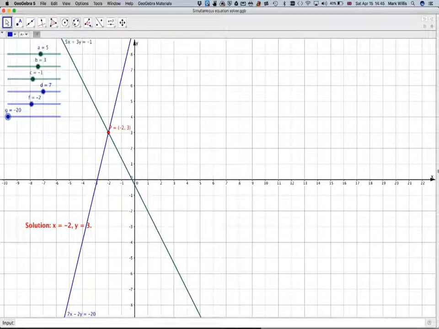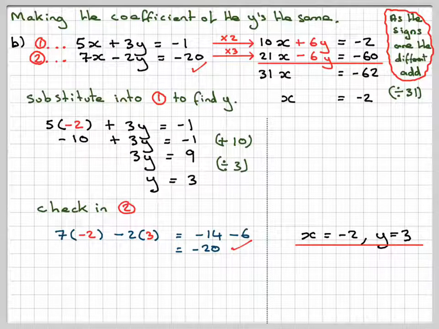Okay, and again we've got two straight lines, and we can see they meet at the coordinates minus 2, 3, x is equal to minus 2, y is equal to 3. Again, this GeoGebra app is in the notes of the video. Okay, so we see x is minus 2, y is equal to 3.